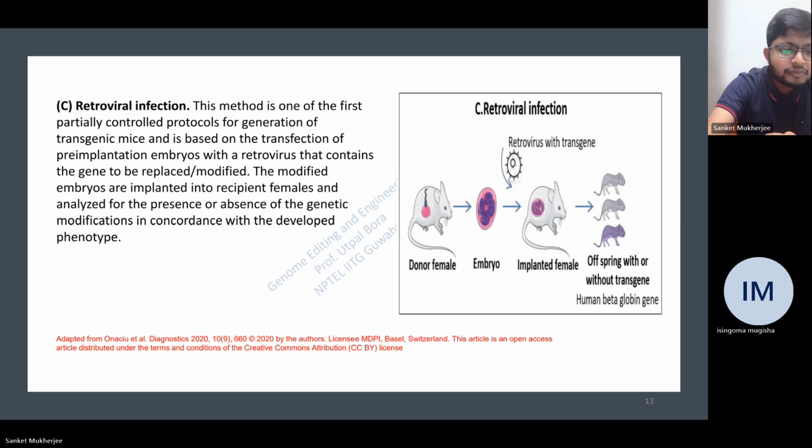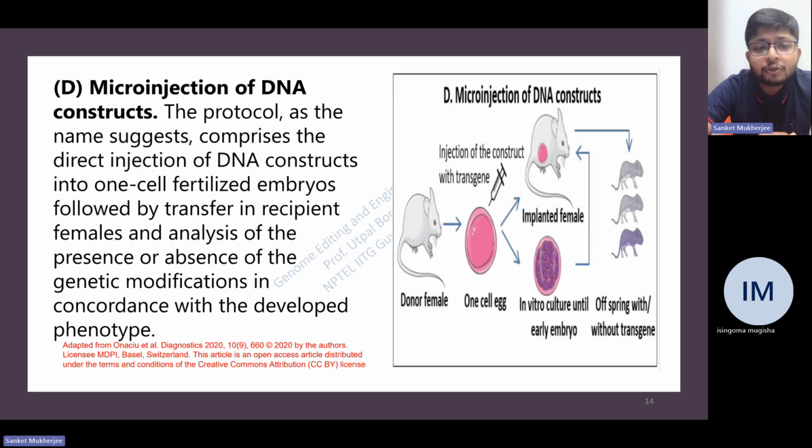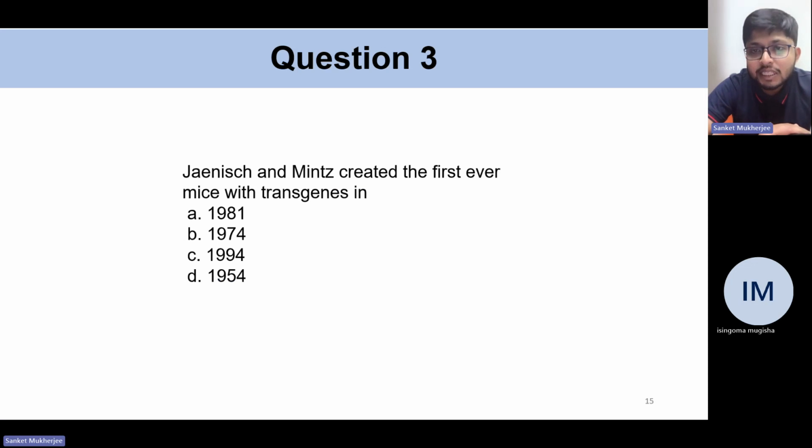After that, we have microinjection as well. It is essentially injecting the DNA constructs into the fertilized embryo. And it is followed by transfer to recipient females and analysis of the presence or absence of the genetic modification in concordance with the developed phenotype. So these are the four options for how we usually see transgenic mice being developed.